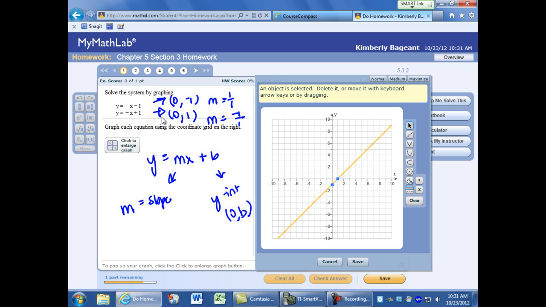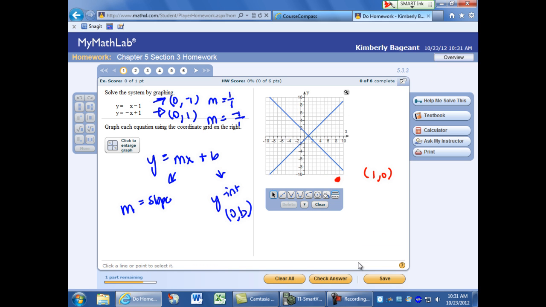Now we need to graph this line. My y-intercept is 0, positive 1. And from here, I need to go down 1, right 1. And there are my two lines. And now you can see your intersection point. Where do the two lines cross? At this point here. That is 1, comma 0. So that is the solution. Where your lines intersect, that's going to be your answer.